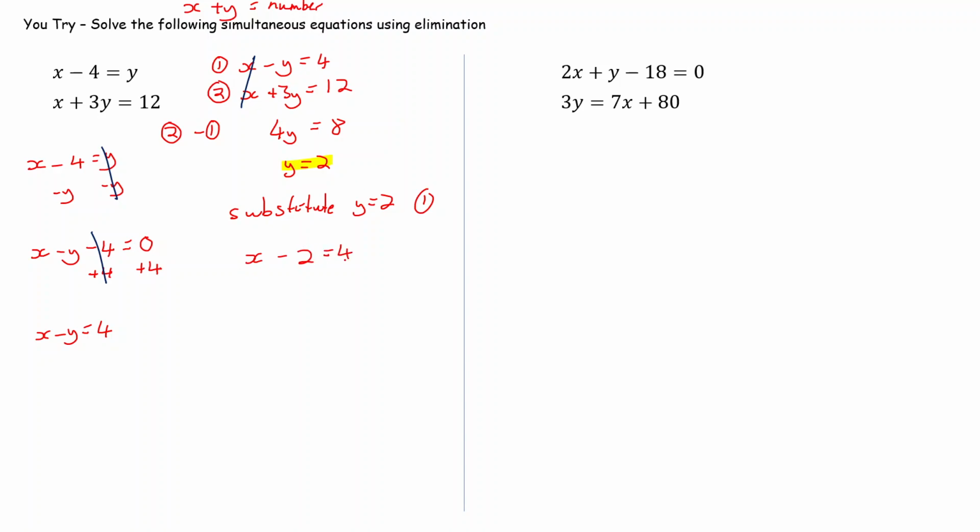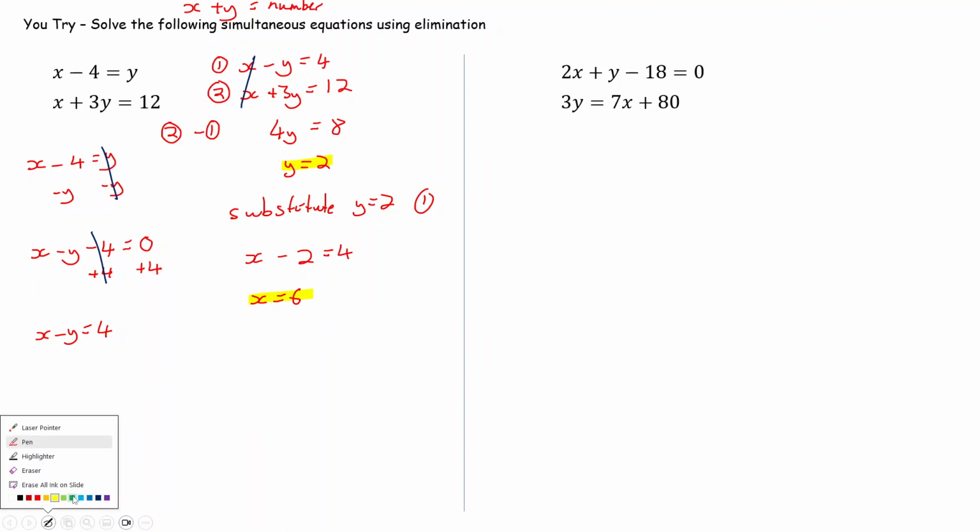So what take away 2 is equal to 4? x must be equal to 4. 4 take away 2 is 4. Sorry. No, 6 take away 2 is 4. Apologies. I'm recording this quite late, getting a bit tired, but it's all good. Right, hopefully it is useful. x is 6. Right, let's definitely go and check our working here.